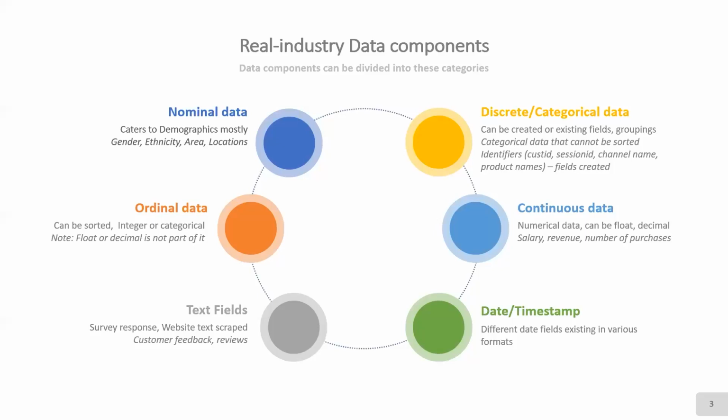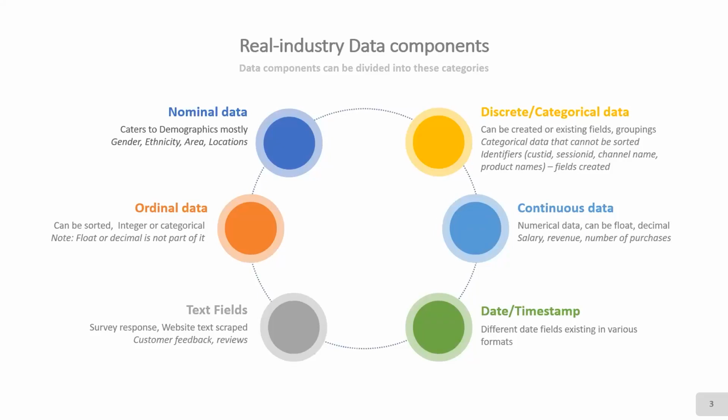So we could even consider our customer names, customer ID or session IDs as part of a discrete factor variable. Even our channel names and product names are part of it. Because in the raw format, you don't usually find these attributes, whereas we transform them and derive them into a format that is usable.